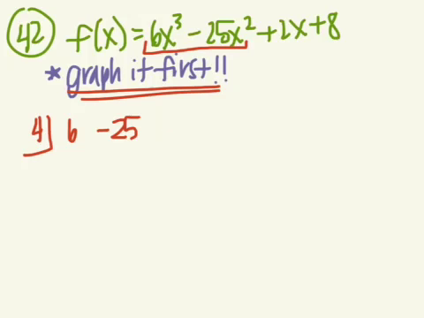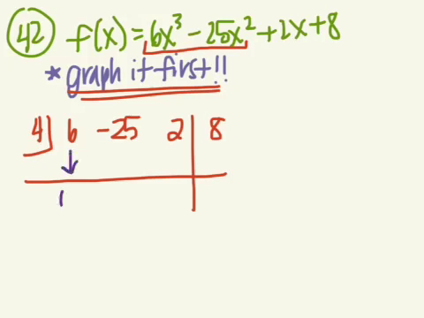So synthetic division, you're just taking the coefficients of your terms. So 6, negative 25, 2, and 8. You're going to drop down that first term, 6, and then 4 times 6 will give you 24. Add those two together, so you get negative 1. Do the same process again, so 4 times negative 1 is negative 4. Add those together, you get negative 2. And then finally, 4 times negative 2 is negative 8, giving us a remainder of 0.